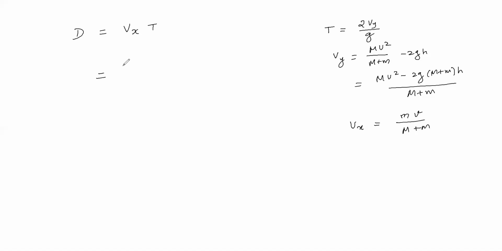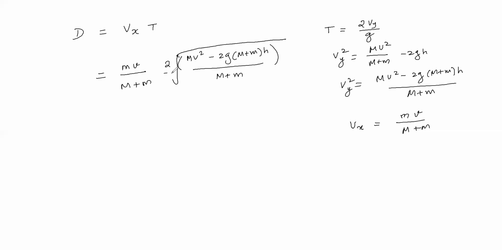So we are going to substitute m into v divided by (M plus m), and the time of flight is 2 into vy. The vertical velocity is the square root of mv square minus 2g into (M plus m) into h divided by (M plus m). Actually this is the vertical velocity square, so we have to write it in square root. Here we are getting (M plus m) with the square root all together, divided by g, because the time of flight formula 2 into vy by g is there.